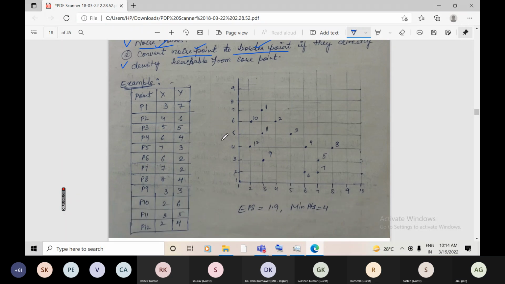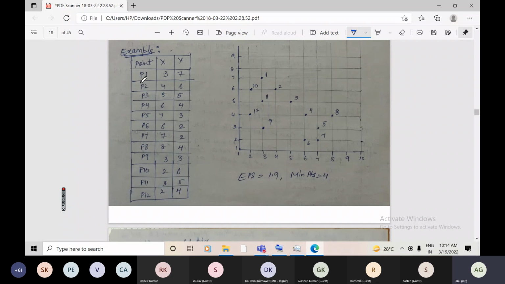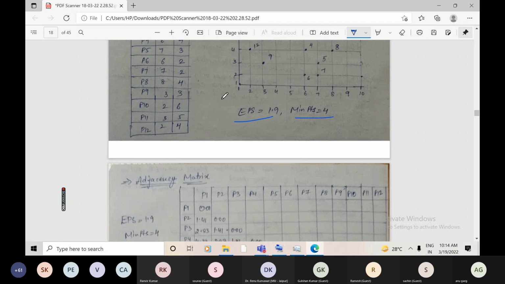Okay. First, you plot your values. So P1 is (3, 7). So this is your P1. Then P2 is (4, 6). So this is 0, 1, 2, 3. I have plotted all of them. Okay. Now the epsilon value given is 1.9 and minimum points is 4. Now we'll start with P1.